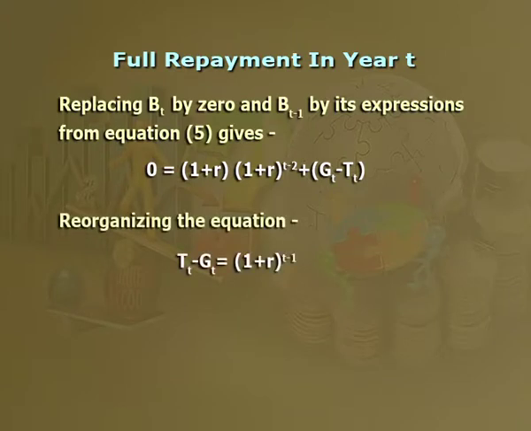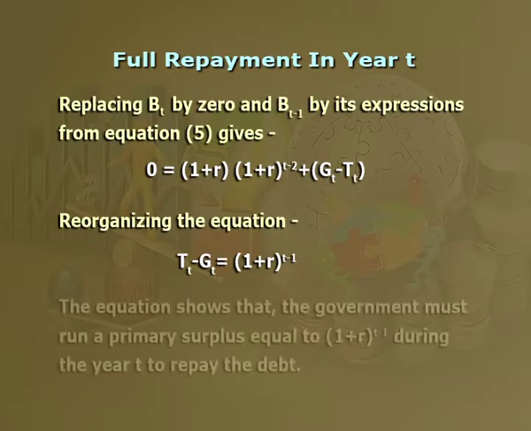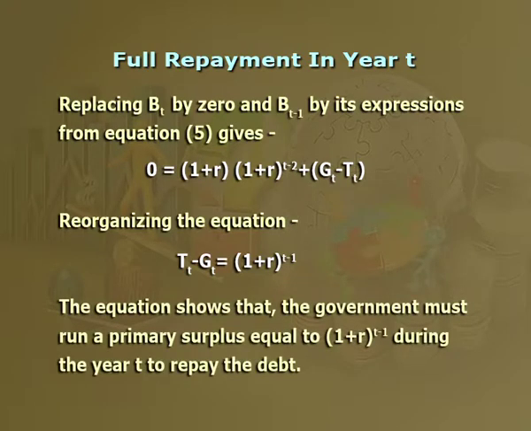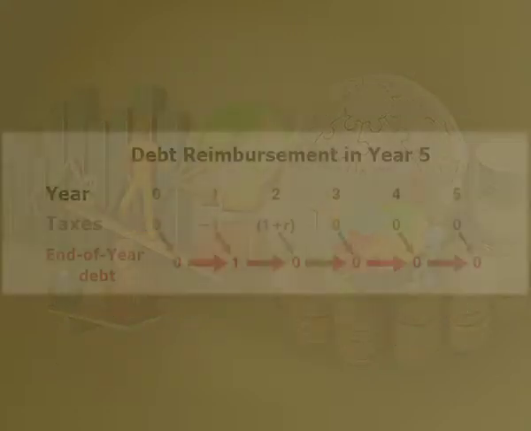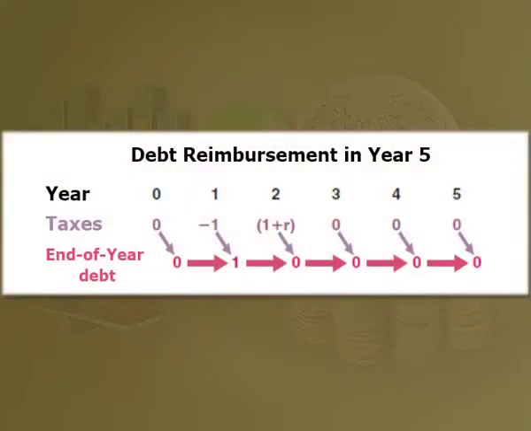Reorganizing the equation, we get TT − GT = (1 + R) raised to the power T − 1. The equation shows that the government must run a primary surplus equal to (1 + R)^(T−1) during year T to repay the debt. The path of taxes and debt, where debt is repaid in 5 years, is given in the figure.